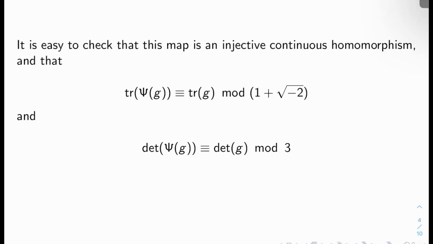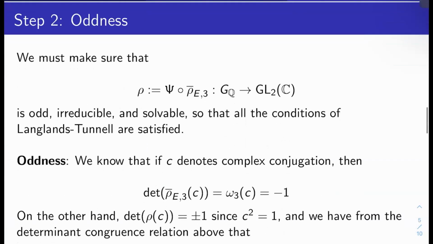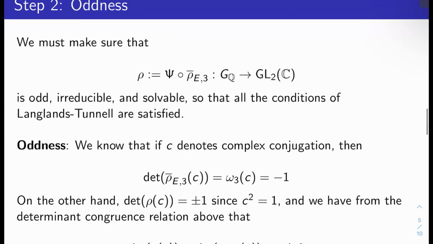It's also not hard to check that the trace of psi of g is equivalent to the trace of g mod 1 plus root -2, and that the determinant of psi of g is equivalent to the determinant of g mod 3. Okay, so these are all exercises that I would recommend that you do. They're not challenging. Okay, so step 2, what do we have to do now?